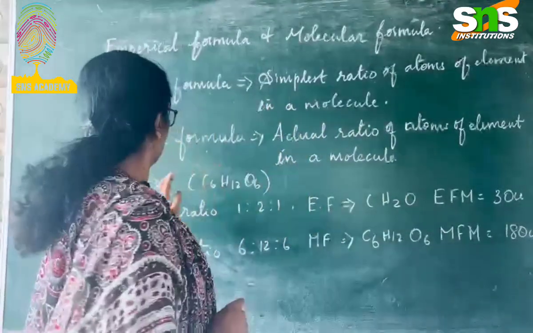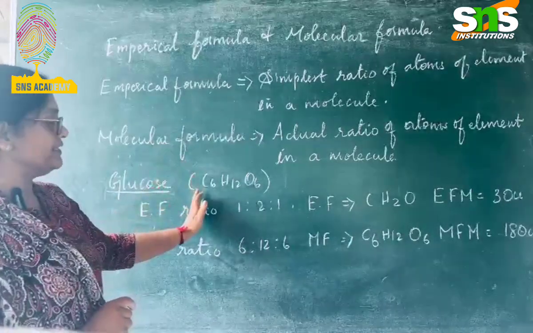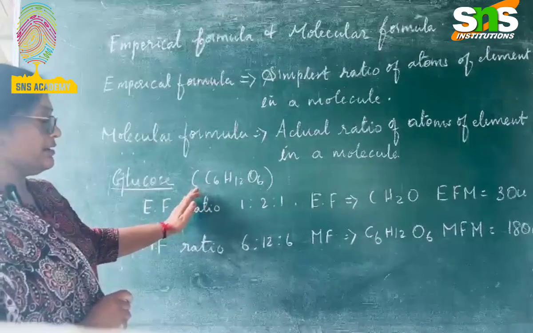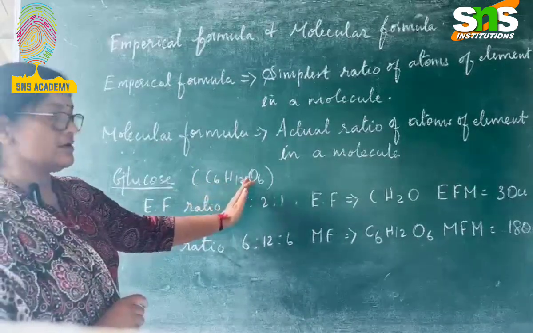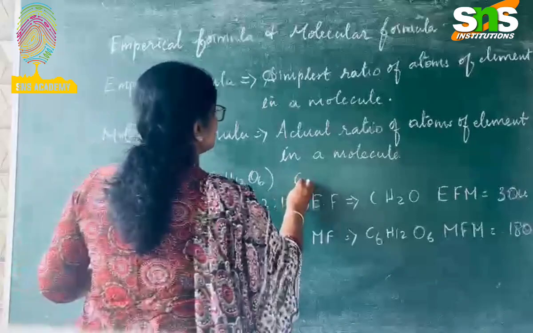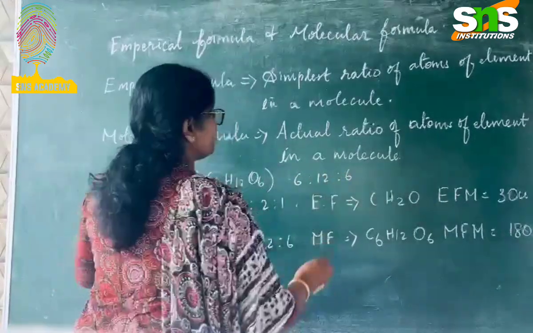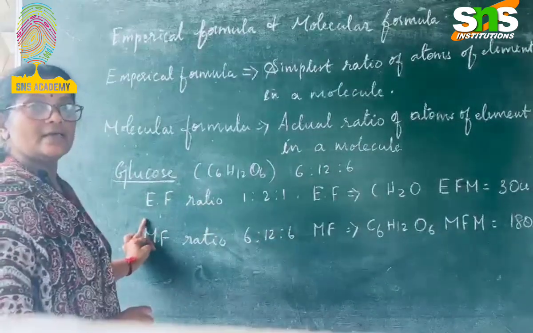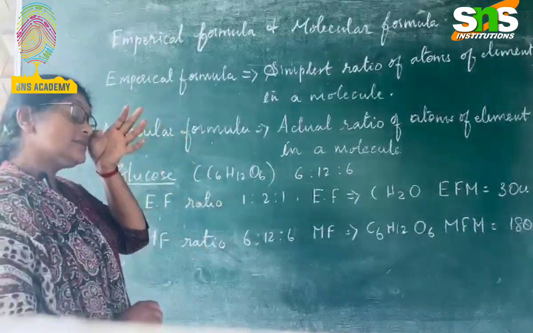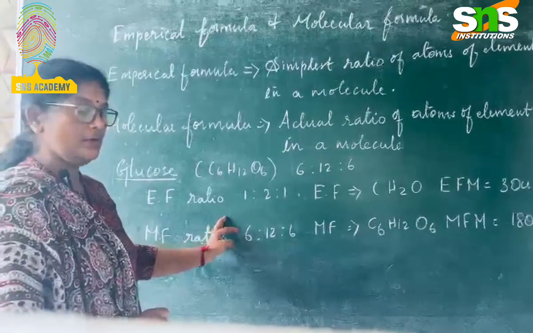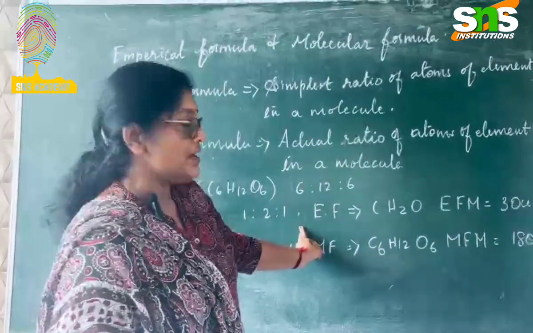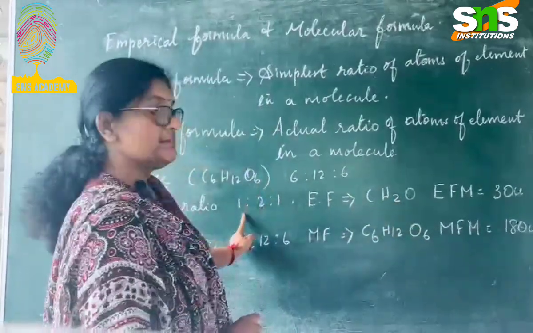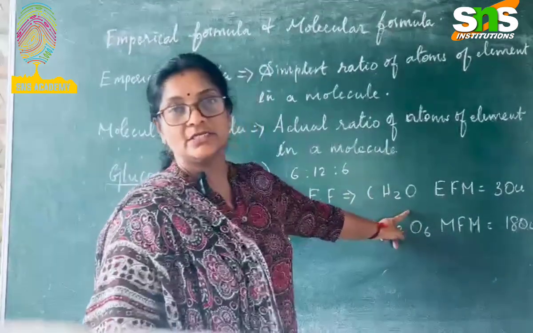Let us see an example where glucose, the molecular formula of it is C6H12O6. So if you consider the ratio of carbon, hydrogen and oxygen in the molecule, which is 6:12:6. Simplify the ratio, which is 1:2:1, and that is termed as empirical formula ratio. And when you use this ratio to write the formula of the compound, that is the empirical formula of the compound, and that is nothing but C1H2O1, which is the simplest ratio of carbon, hydrogen and oxygen in the compound.